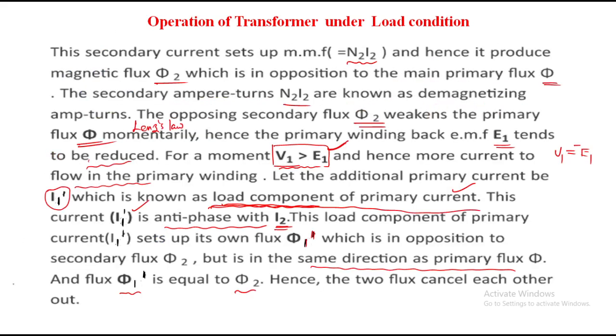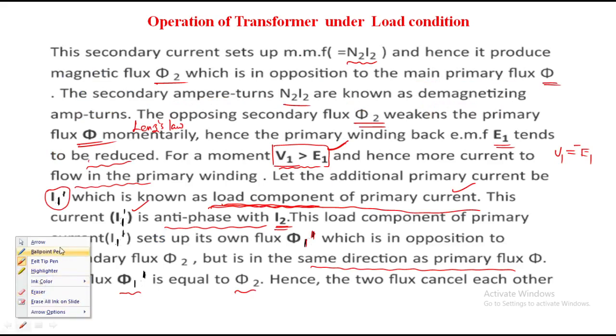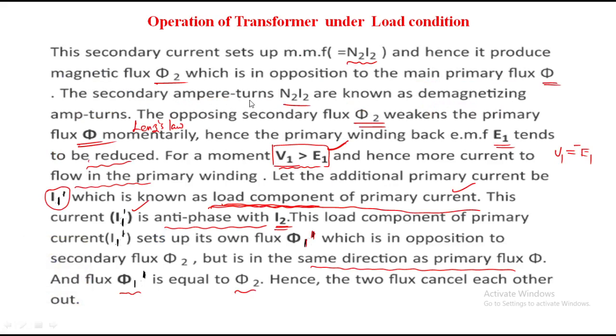The secondary ampere turns are known as demagnetizing ampere turns. The opposing secondary flux weakens the primary flux momentarily. That is, in the first quarter cycle, what is the strength of the flux? It increases with respect to time. So what is the function of phi 2? It has to oppose that strengthening effect. So it has to weaken that strengthening effect. Hence the primary winding back EMF E1 tends to be reduced.